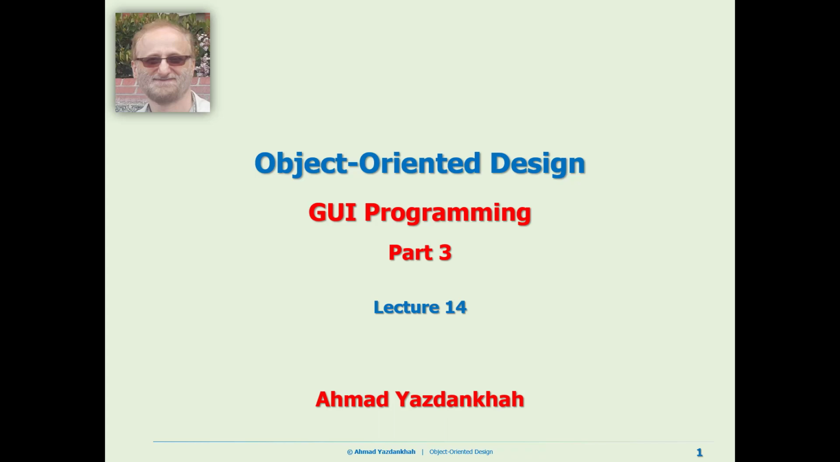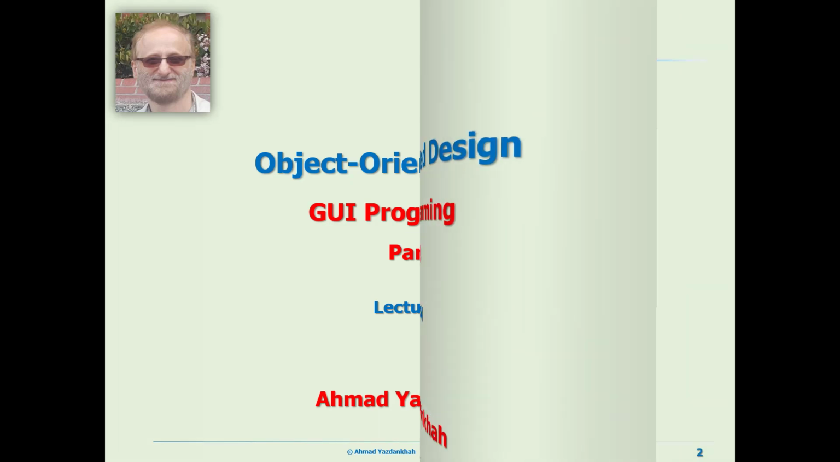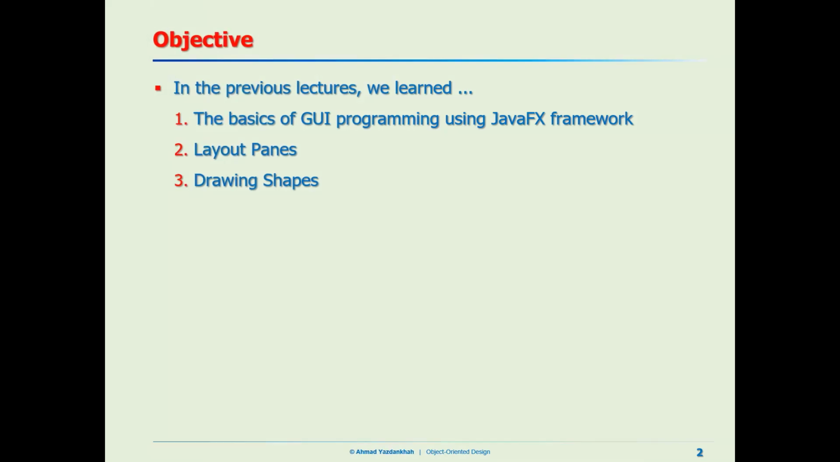Hey guys, this is the third part of the GUI programming. Let's see what we got for this lecture. So in the previous lectures, we learned three things. First, we learned the basics of GUI programming, and also, I talked about layout panes and their features. And also we learned how to draw shapes.